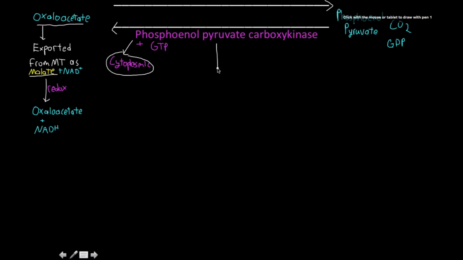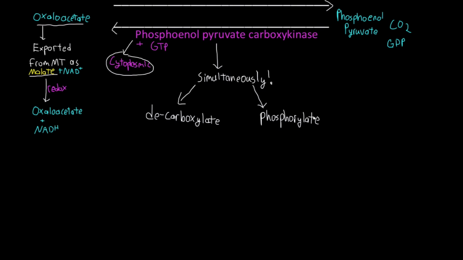What phosphoenolpyruvate carboxykinase does that I think is pretty interesting is that it simultaneously decarboxylates and phosphorylates. To go from oxaloacetate, the decarboxylation gets us back to pyruvate, and then the phosphorylation gets us back to phosphoenolpyruvate. So why are we doing this? Why are we carboxylating it and then decarboxylating it along with phosphorylating it in the process?